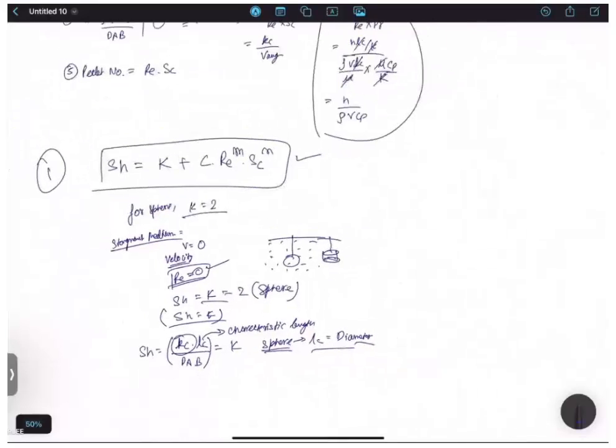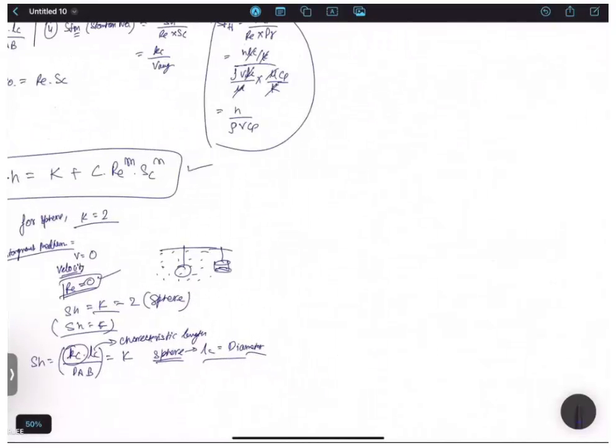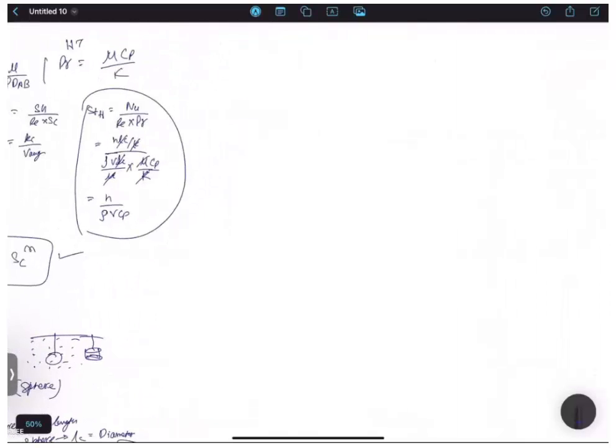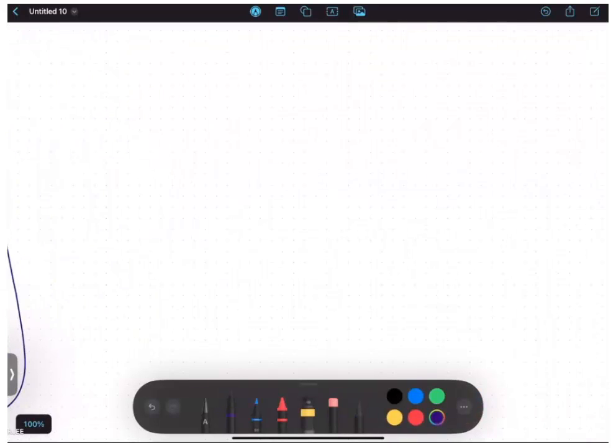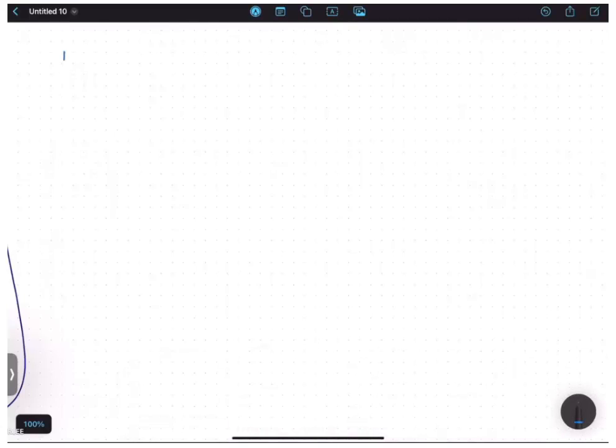Okay, so this was one analogy. One more analogy is there, this analogy I will just write down here. However, you can understand this better after we complete our fluid mechanics. After we complete fluid mechanics, then these two analogies you will understand better. What are the analogies? The first one is known as Chilton Colburn. I don't remember the spelling of Colburn. Chilton Colburn analogy.